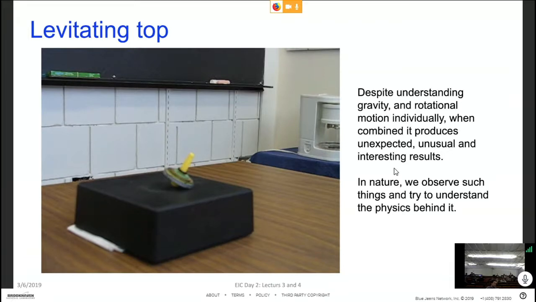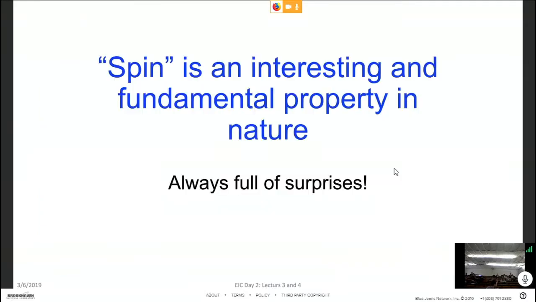So what I want to emphasize is that rotational motion, which is important for this observation, always makes interesting physics. Spin is an interesting and fundamental property also in nature, and it's full of surprises. As you saw, if you don't know the fundamental physics concept of what we just saw, you would be puzzled as to why the top levitates like the way it does and stops levitating when the rotational motion goes down. So that's the only idea I wanted to introduce to you, that spin makes an interesting life.